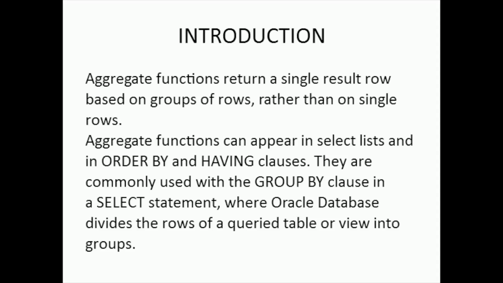Aggregate functions return a single result row based on a group of rows rather than a single row. Aggregate functions can appear in the select list and in ORDER BY and HAVING clauses. They are commonly used with the GROUP BY clause in a select statement, where Oracle Database divides the rows of a query table or view into groups.